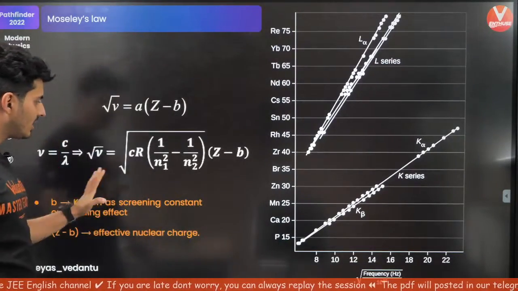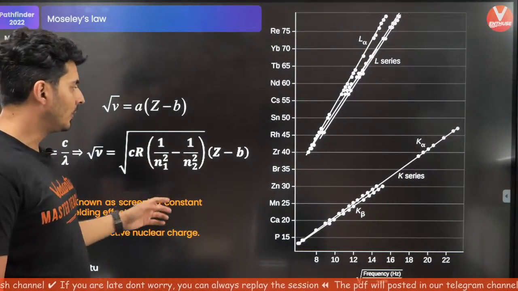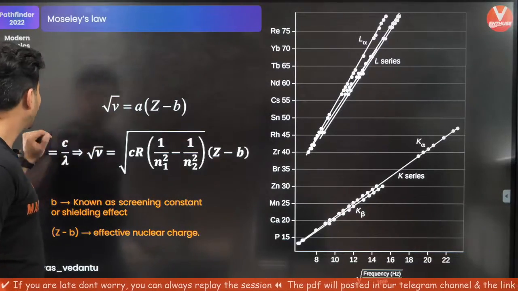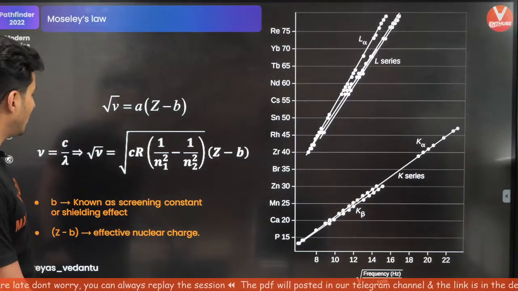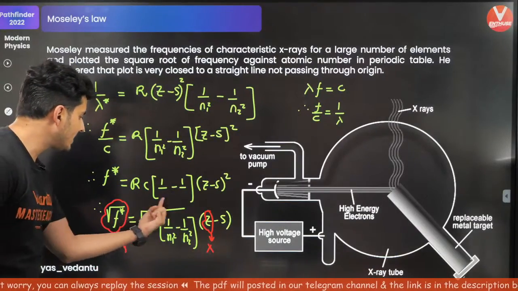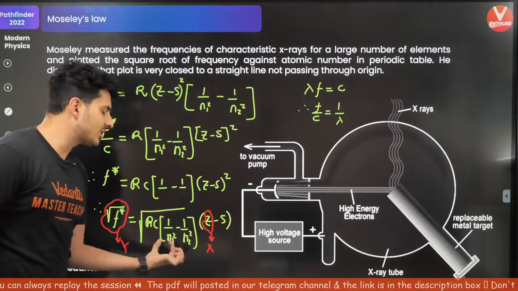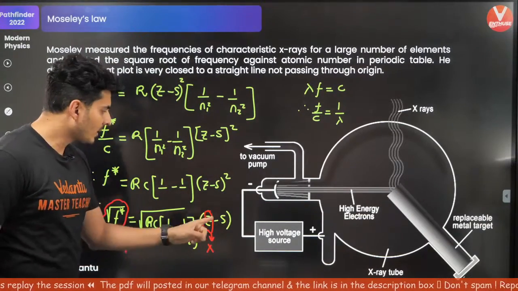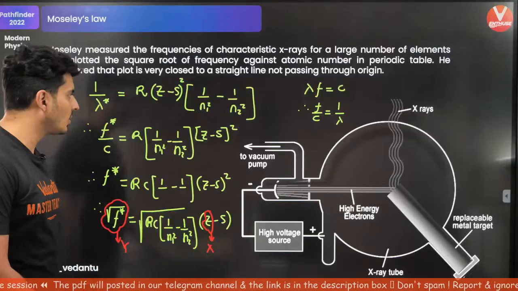Okay, I have put the derivation as well for you. So more often than not, the same equation which I just gave you over here, this entire thing is just called a constant A, and this screening constant is called B.